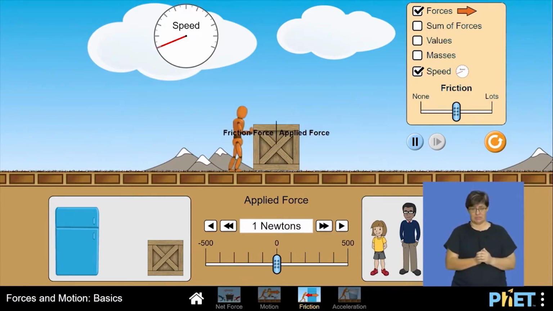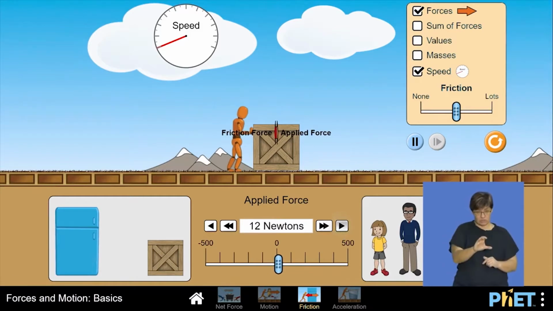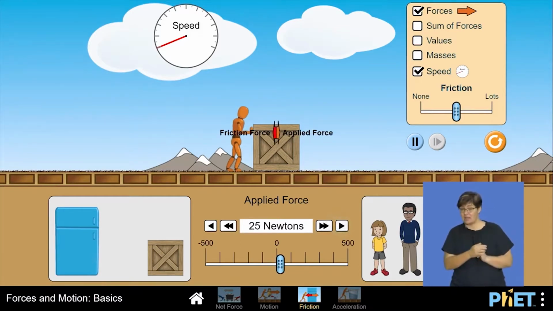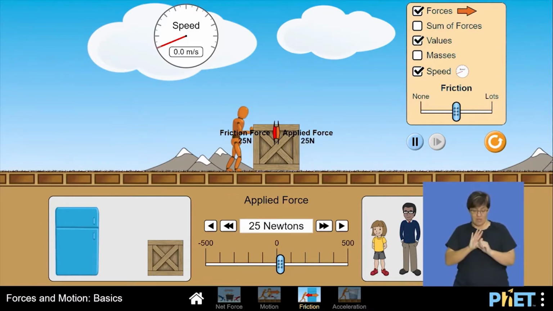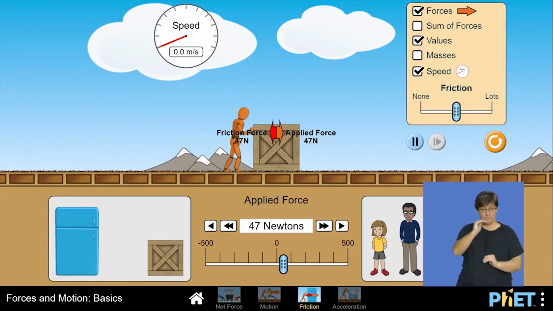When I put the force on, you can see, if you look carefully, that as the applied force gets bigger, so as he pushes it, friction pushes back and also increases. So let's put some values in there. The applied force is 25, friction is 25. This is still static. The box isn't moving. As I increase the applied force, applied force is now 47, friction is also 47. So friction got bigger. It matched the applied force.